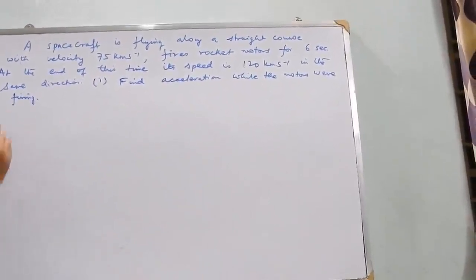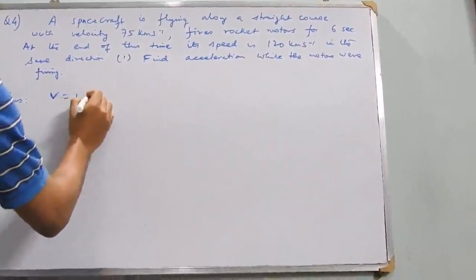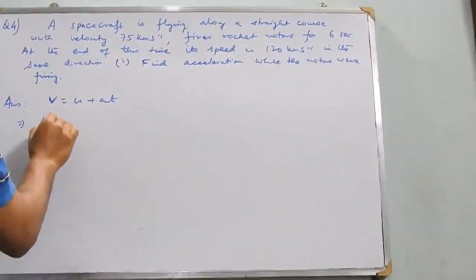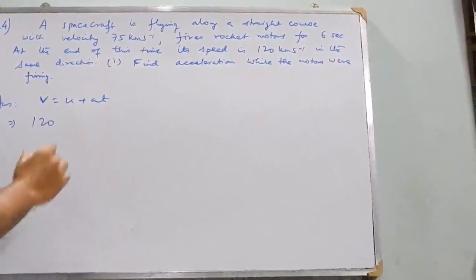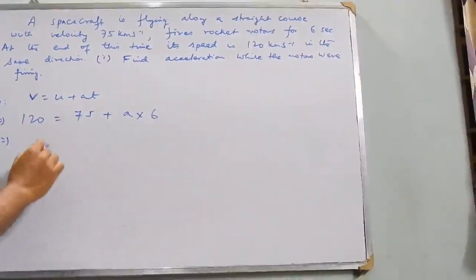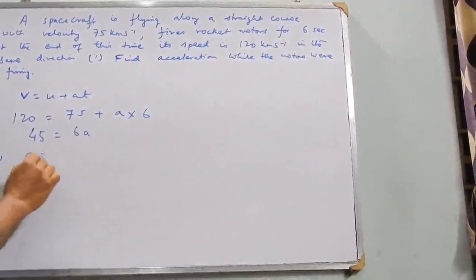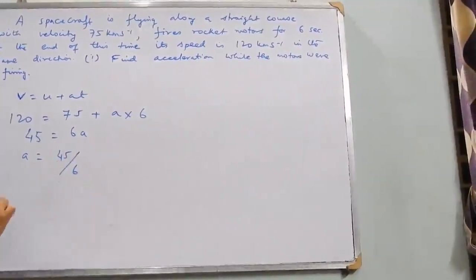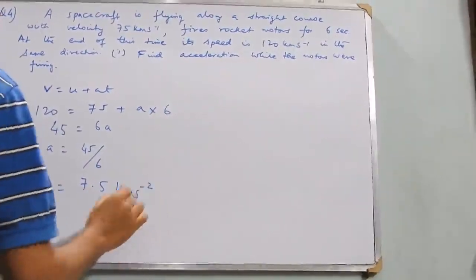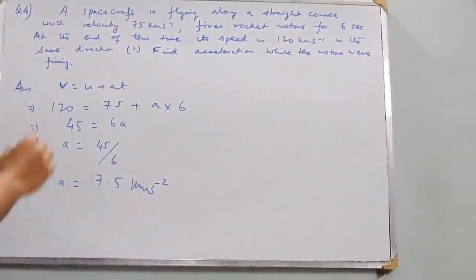So the simple equation that we can apply here is V equal to U plus AT. The final velocity is 120 km per second, the initial is obviously 75 km per second, A is the acceleration, and the time is 6 seconds. So 120 minus 75 is 45, equal to 6A, which means A equal to 45 by 6. 6 7s are 42, 6 5s are 30, so 7.5. The unit will be km per second squared, because the velocity was given in kilometers per second. So the acceleration is 7.5 km per second squared. This is part 1 of the question.